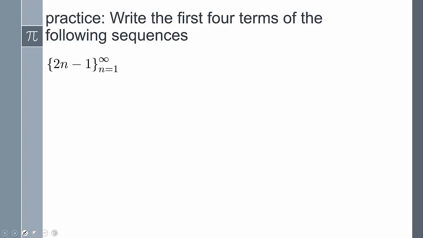Okay, so now going over this one. I want to plug in where n equals 1. So you get 2 times 1 minus 1. That gives me 2 minus 1, which equals 1. So my first term is 1. Now, I could also say a sub 1 equals 1, however I want to write it.